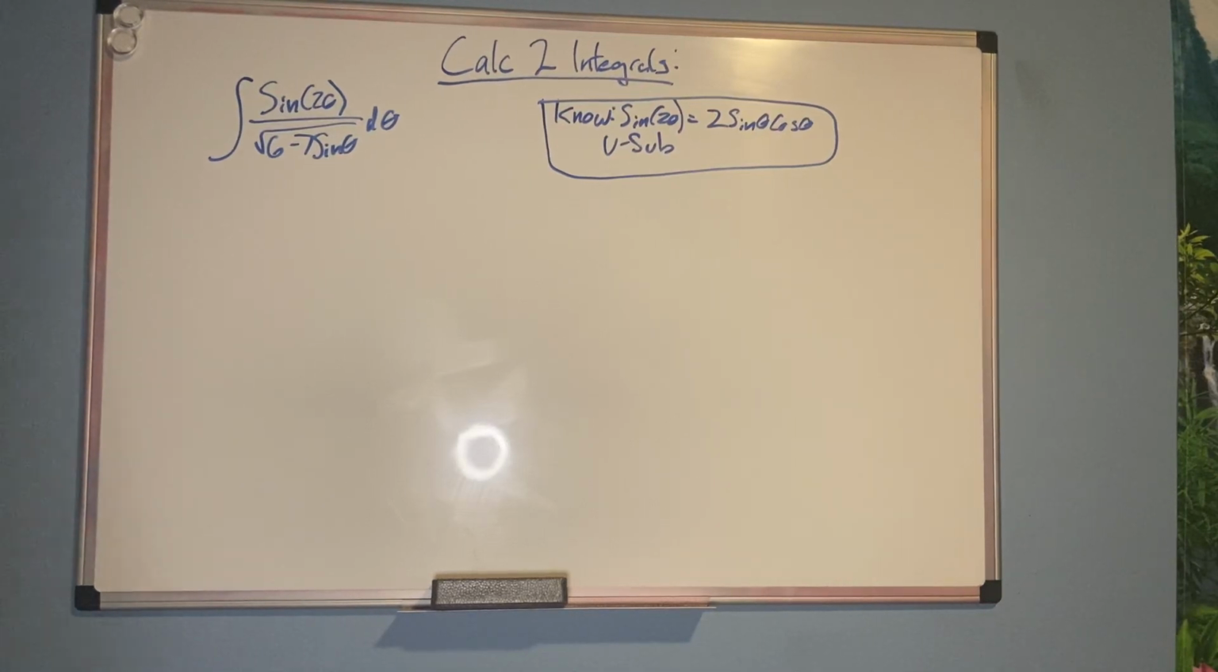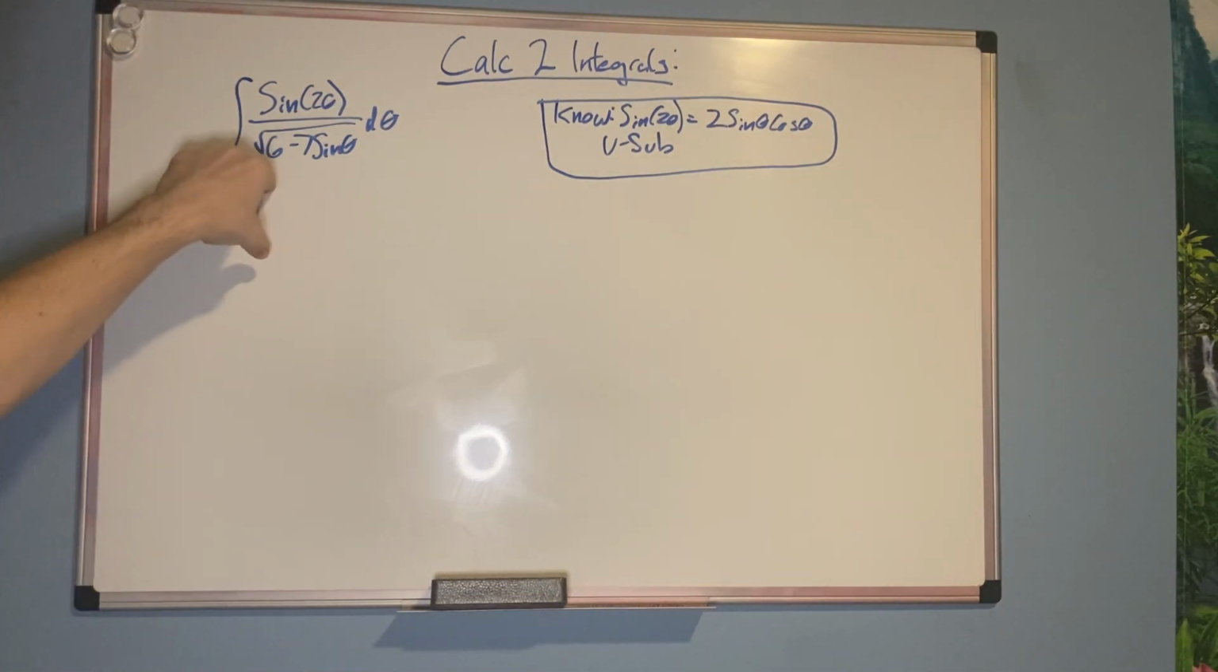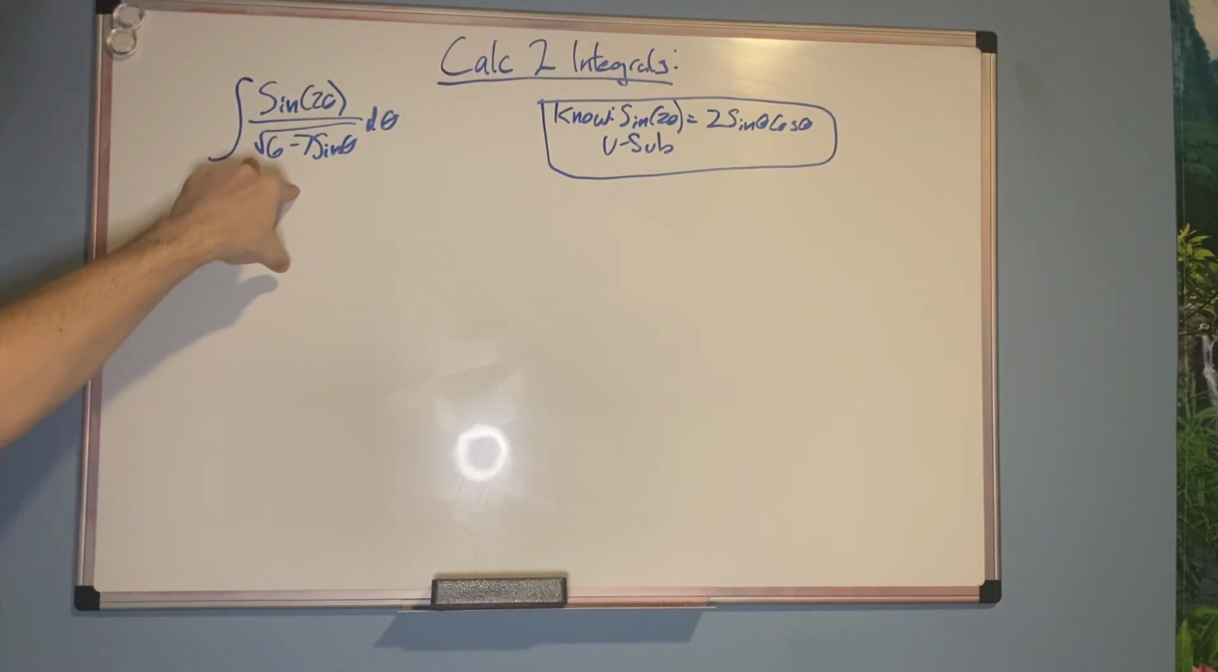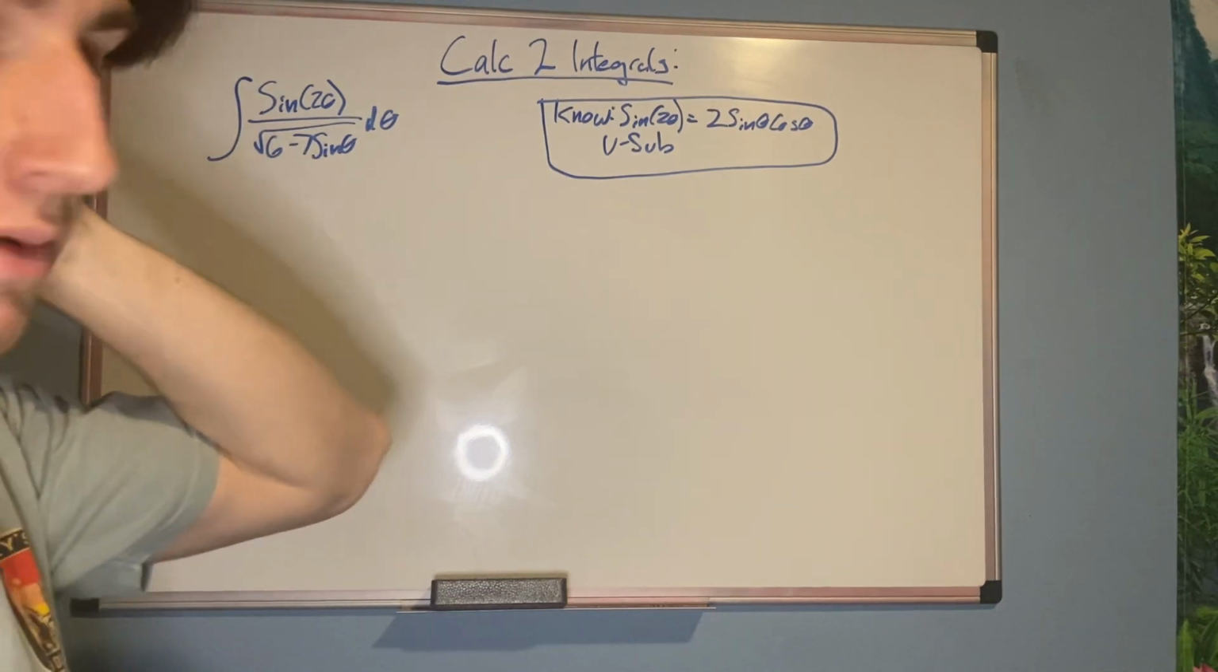Alright, hello y'all, Brett here, and today I will teach y'all how to do a Calc 2 integral, which is sine 2 theta divided by root 6 minus 7 sine theta. Now, try to pause the video and try to solve this.